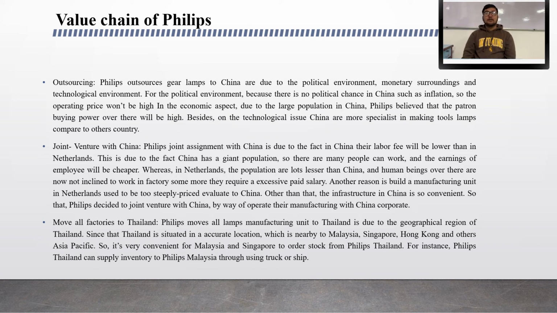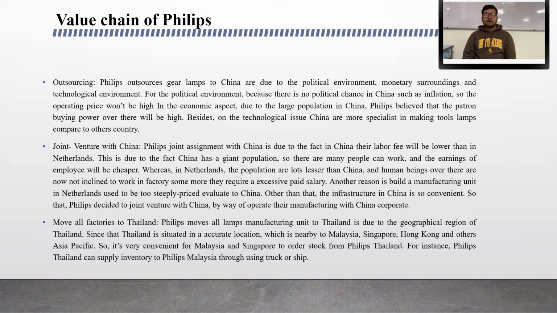First one is outsourcing. Philips outsources lamps to China due to the political environment, economic environment, and technological environment. Second one is joint venture with China. Philips' joint venture with China is because in China the labor cost will be lower than in the Netherlands. This is because China has a giant population, so there are many people who can work and the earnings of employees will be cheaper.